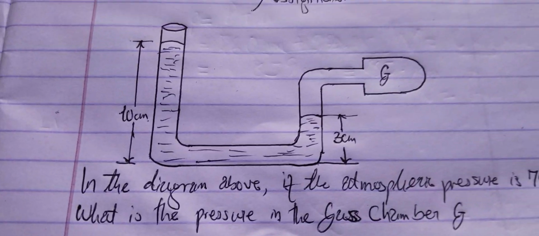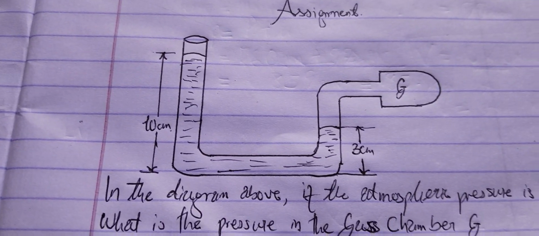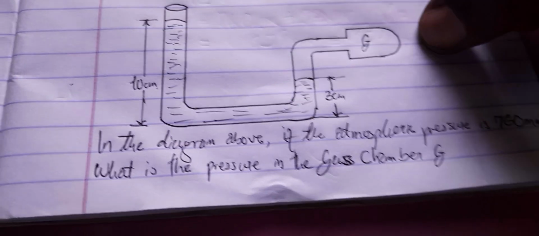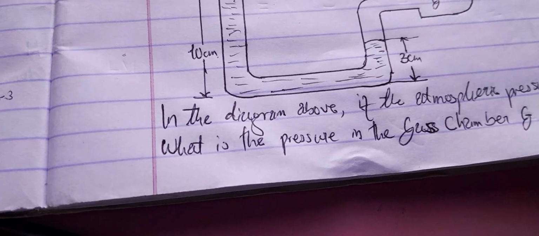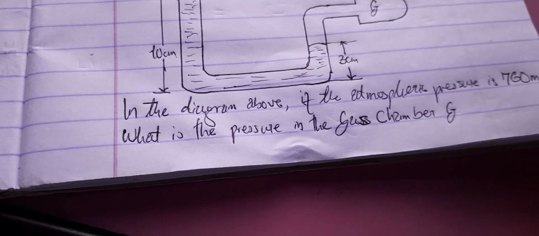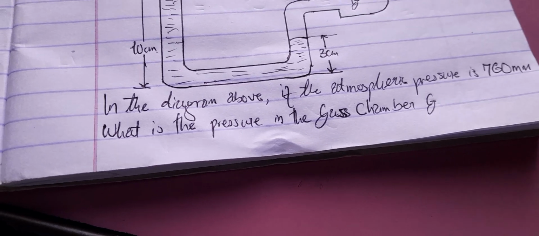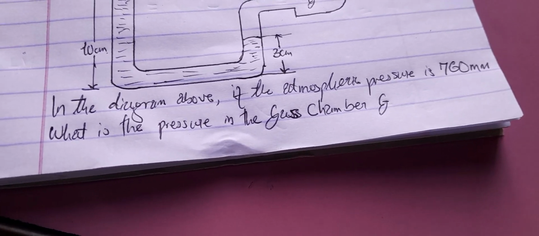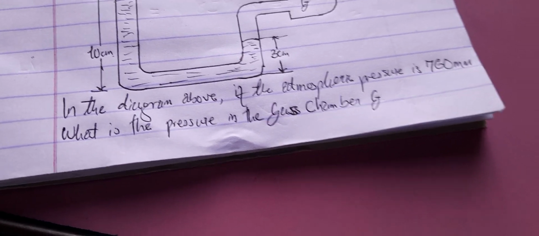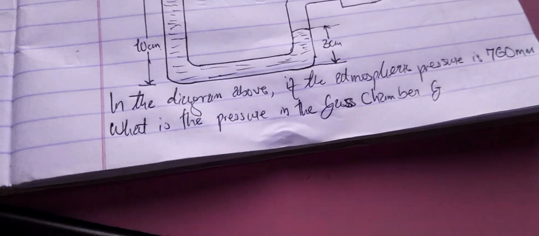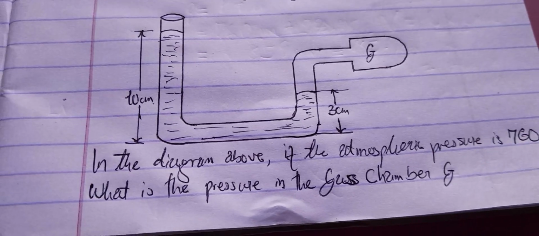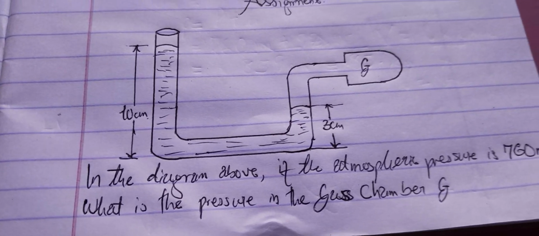Right, so this is the assignment. This is actually exam question 1994. Right, so this is where the gas supply is, and then we're given this height in centimeter. This is 3 centimeter in diagram above. If the atmospheric pressure is 760 millimeter, what is the pressure in the gas chamber, which is capital letter G? Okay, so solve it and then leave your answer at the comments side below.